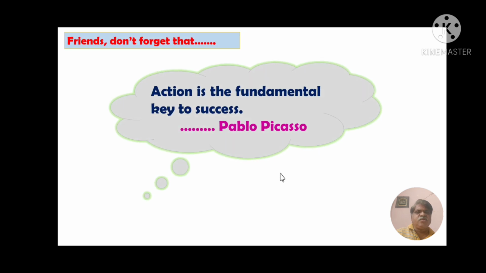So friends, you should not forget the famous words of Pablo Picasso. Action is the fundamental key to success. So friends, this action is very important in mathematics. You have to act to attempt the problems and practice them.